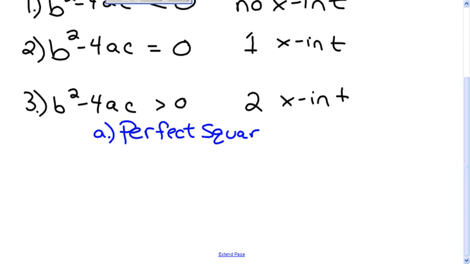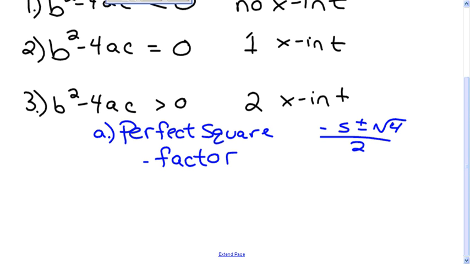So for instance, -5 plus and minus root 4 over 2. So the discriminant could be 4. If that's the case, you will then be able to factor your quadratic. And there will be 2 real, rational roots, which are also called x-intercepts.